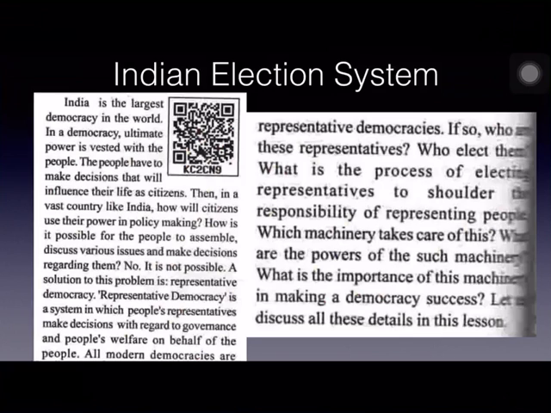Now let us see what this representative democracy is. In a representative democracy, people elect their representatives, and these representatives take all the policy decisions on behalf of the people. How do people elect their representatives? What is the procedure of election? Now we are going to learn about all this, the Indian election system, in detail in this lesson.